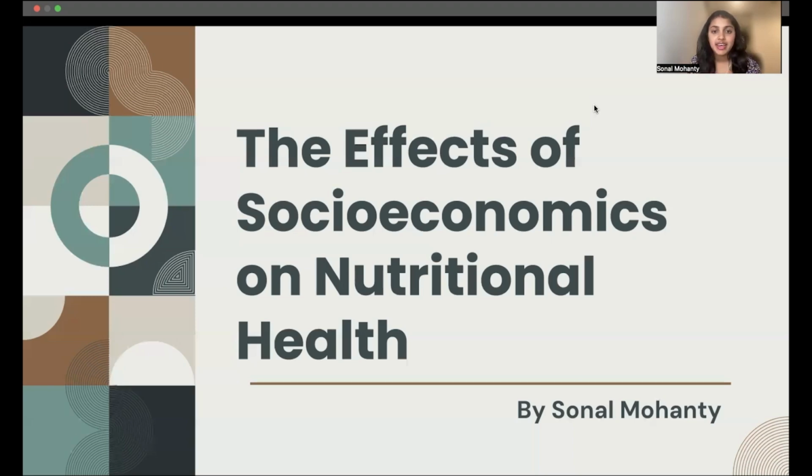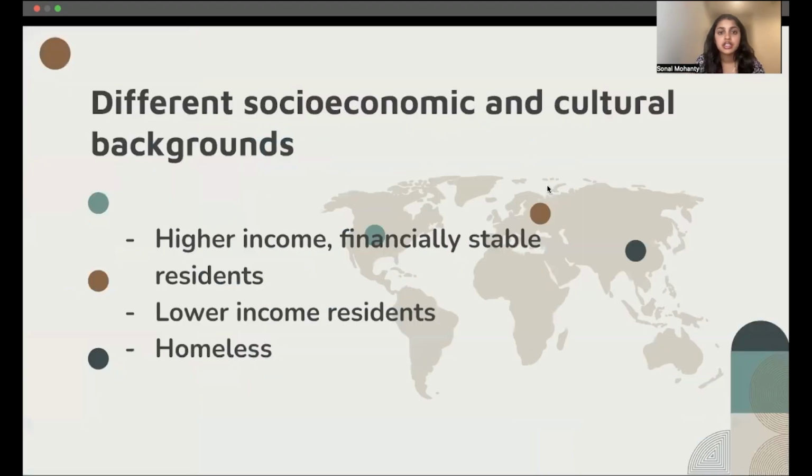First of all, there are different socioeconomic and cultural backgrounds. Of course, different cultures may mean different diets, and different faiths may also lead to different diets and people getting certain nutrients and not getting certain nutrients. It varies very much. When we think about socioeconomics, or social classes, we may think of these three very basic ones.